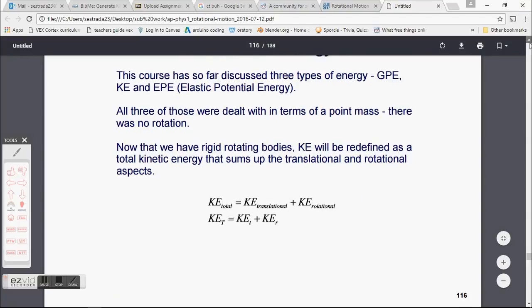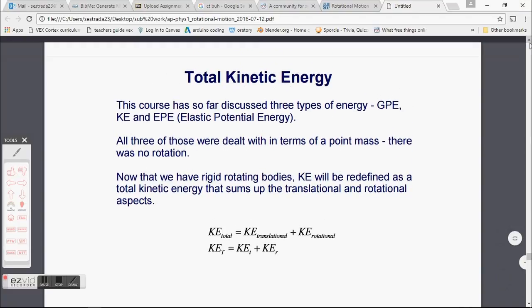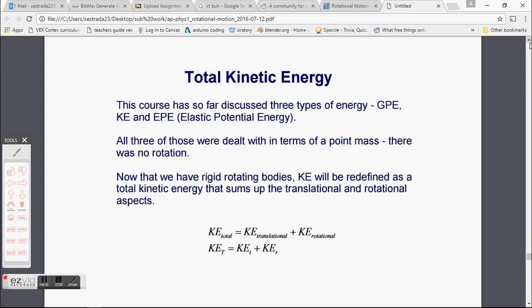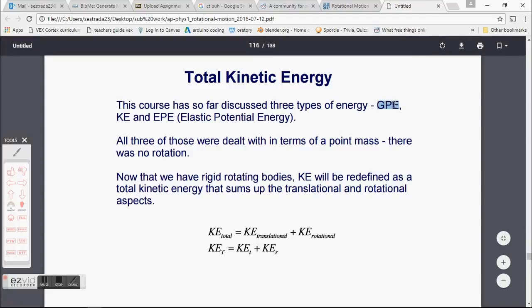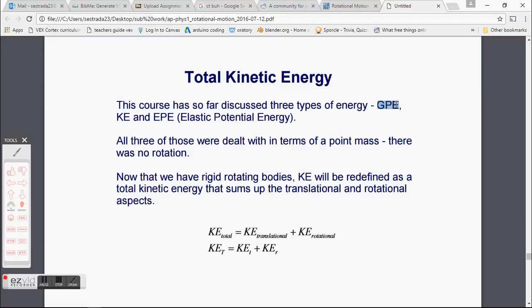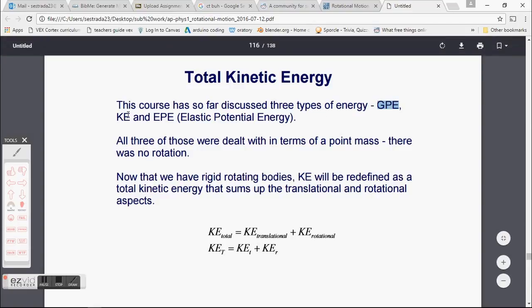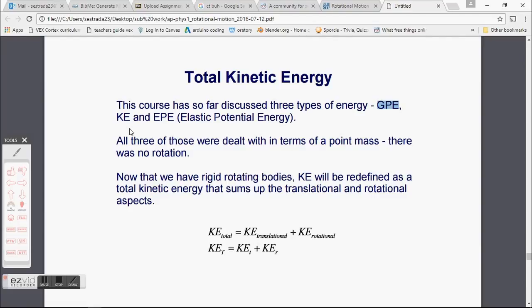So this is the part that I wanted to talk to you about. So far we have discussed two types. We touched on the third one, but we'll talk about that more next time. We have GPE, gravitational potential energy, which is just potential energy due to gravity. You guys know it as mgh. And then we have kinetic energy. Elastic potential energy deals with springs, but we're going to do springs when we come back from spring break. But you guys already know that one also. It's 1/2 kx squared.